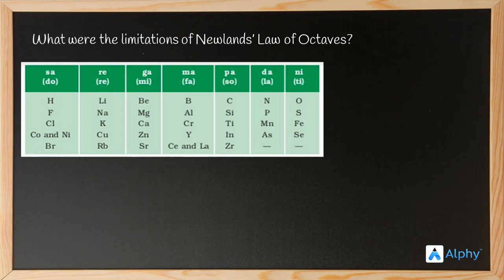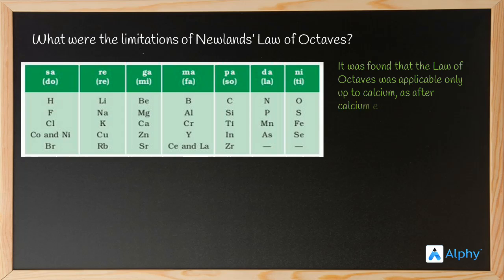Now, the answers for these questions will give the answer for our question, the limitations of Newlands' law of octaves. Let's see. It was found that the law of octaves was applicable only up to calcium, as after calcium, every eighth element did not possess properties similar to the first element. That was the first limitation.